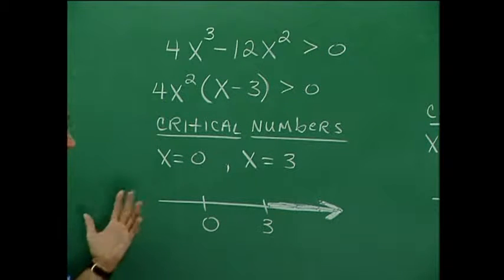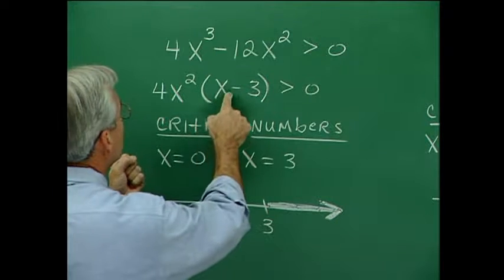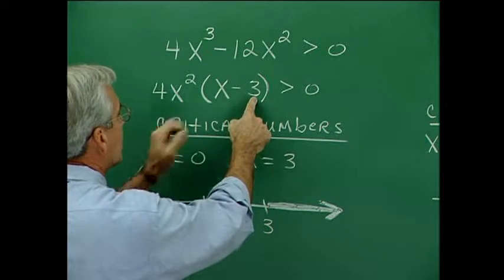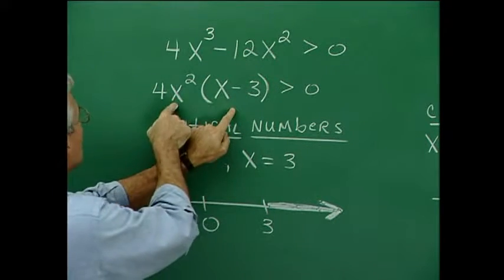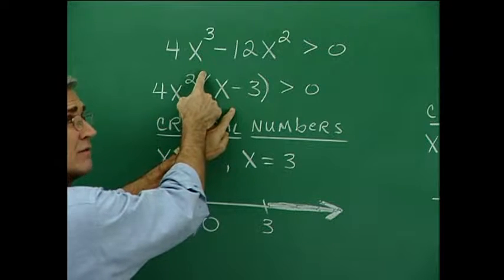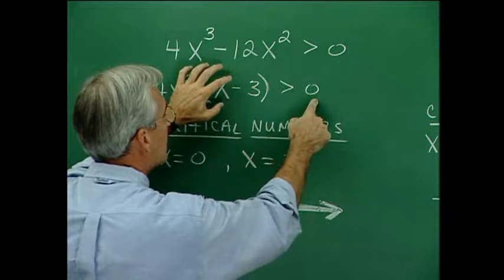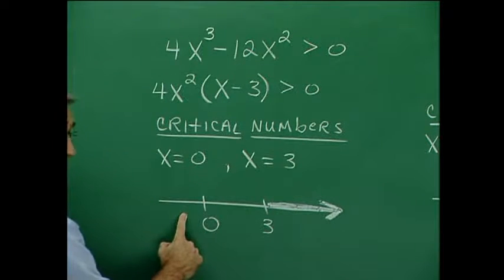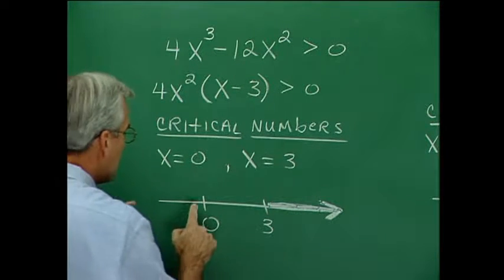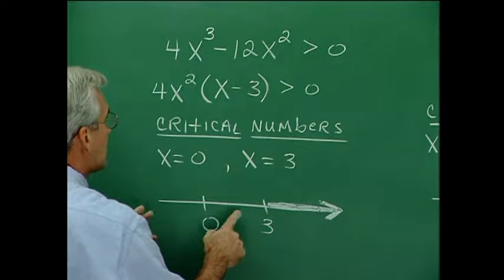Negative numbers. Negative number minus 3, that's negative. Negative number squared, positive. Positive number times negative number, negative. Negative greater than 0, no, not a solution region, you see. And so this is not a solution region, nor is that.